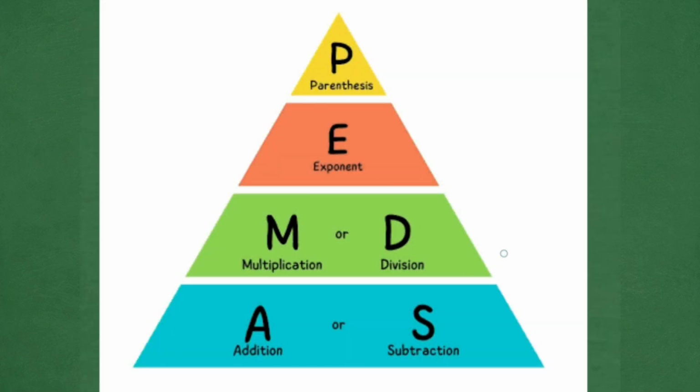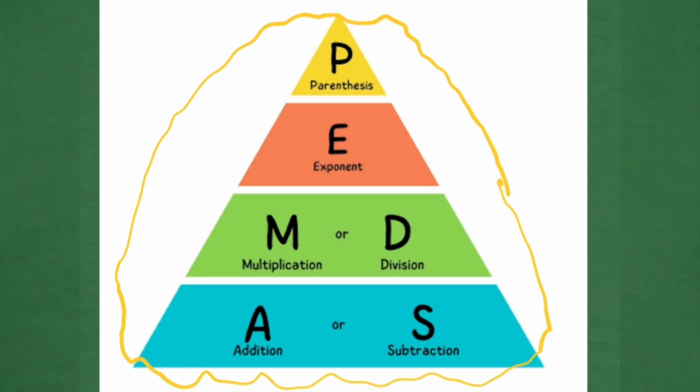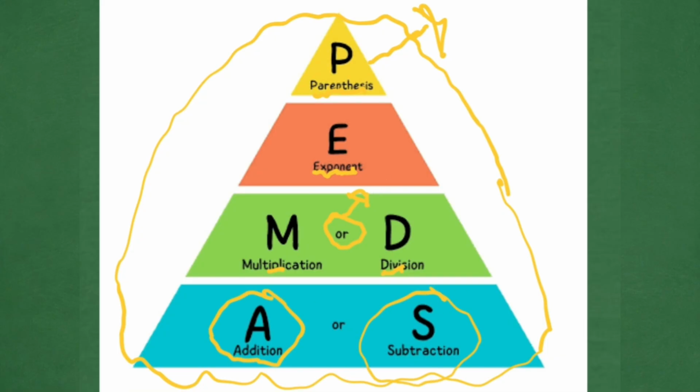So the rule pyramid looks like this. The first priority, the highest, is parentheses, and it's on top for a reason, because it's solved first. The second priority is exponents. The third priority is multiplication and division, where the "or" means whichever comes first. And at last, there is addition and subtraction.